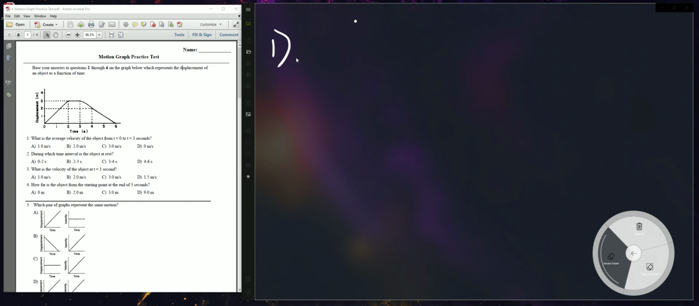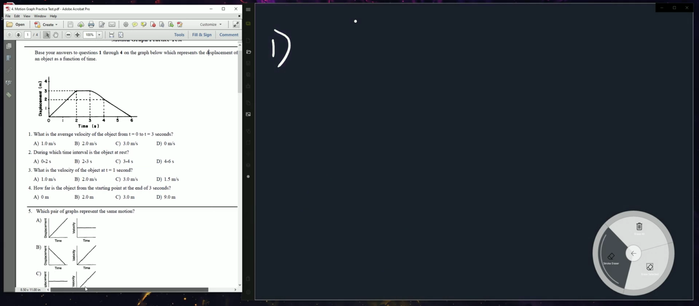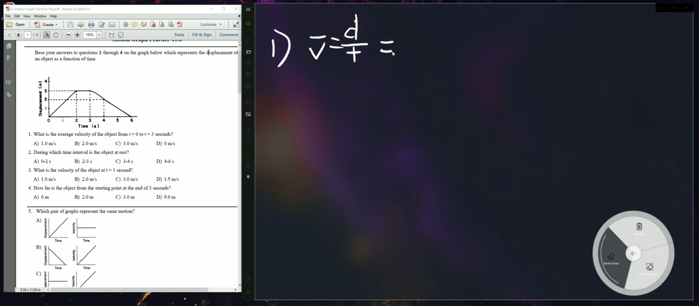So, number one was the average velocity of the object from t equals 0 to t equals 3 seconds. And this really just goes hand in hand with your knowledge of the formula. If you have an average velocity, well, what's your displacement? My displacement after 3 seconds is 3. My time is 3. So I get 1 meter per second. Done.